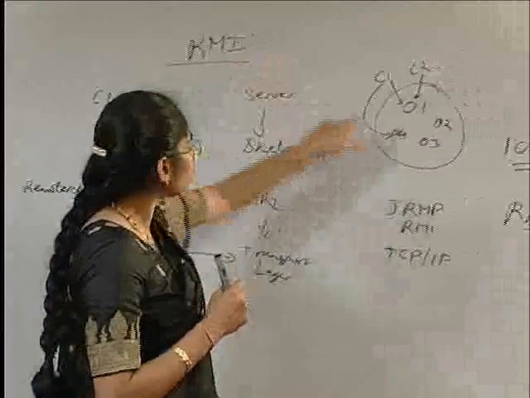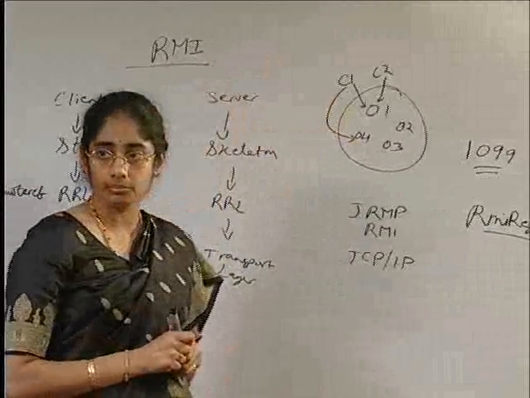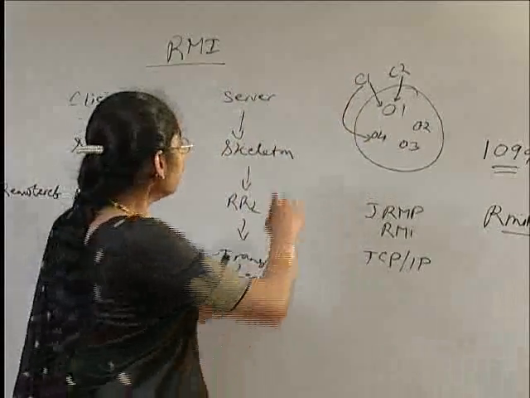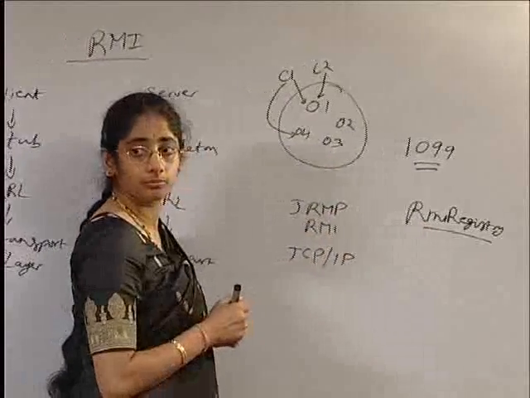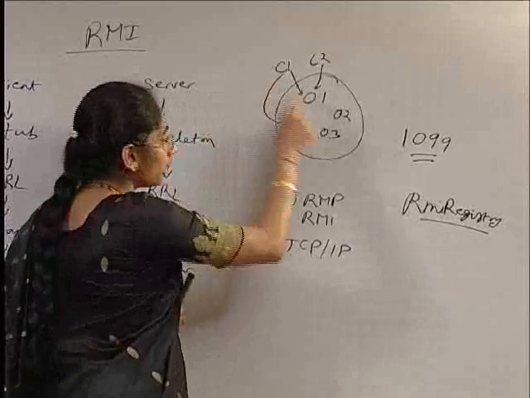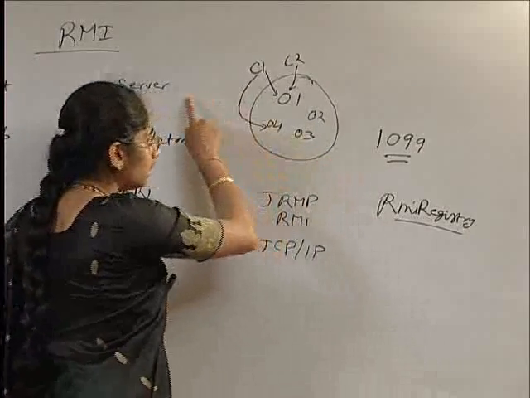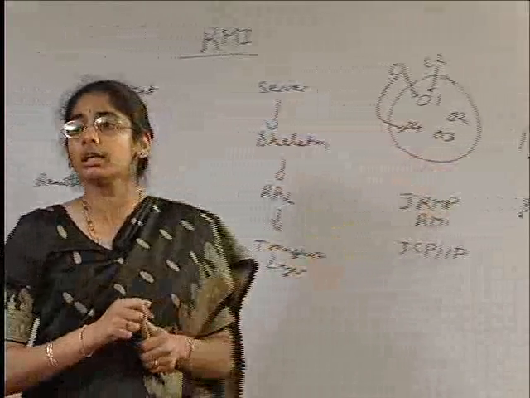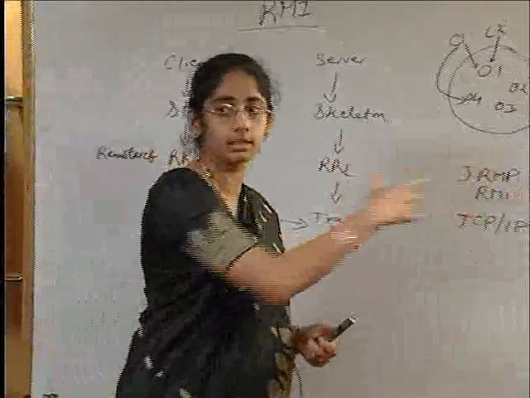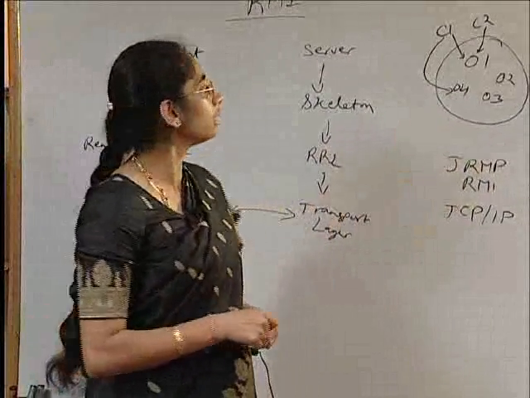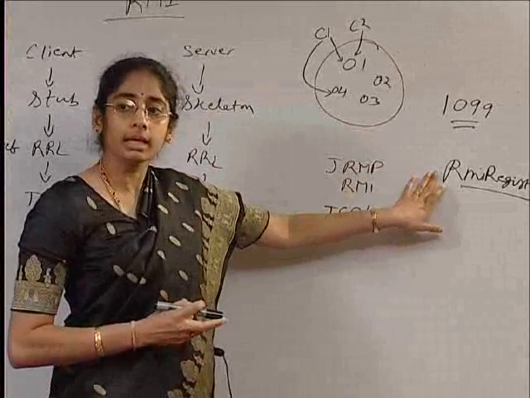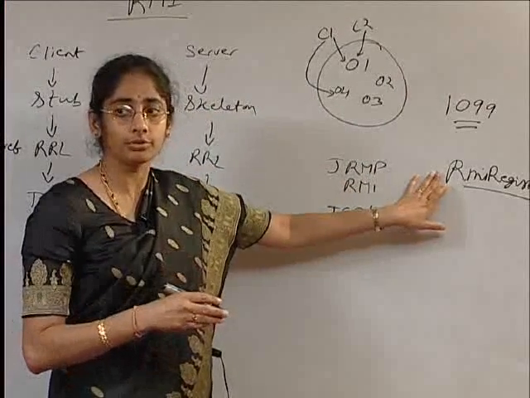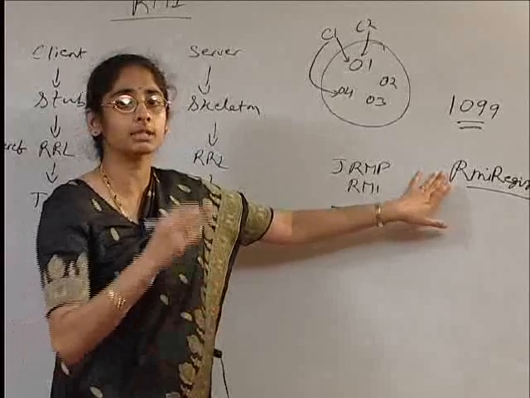Now, object O1 has been created at the server. When the server needs to bind the object onto a registry, the server is going to talk to the registry using the bind or the rebind method, which we will discuss a little later. And when it uses the bind or the rebind method, it specifies the bind name for the object and the object which it wants to bind.